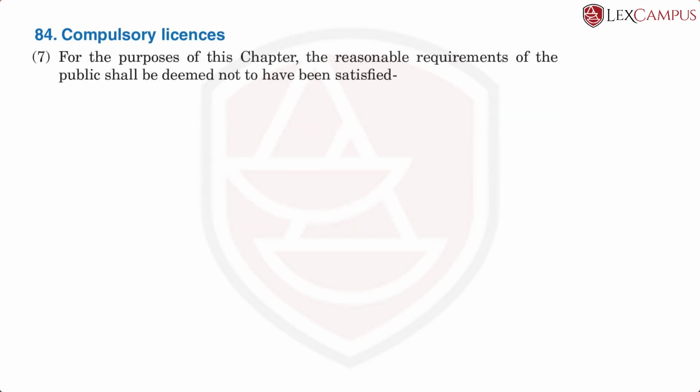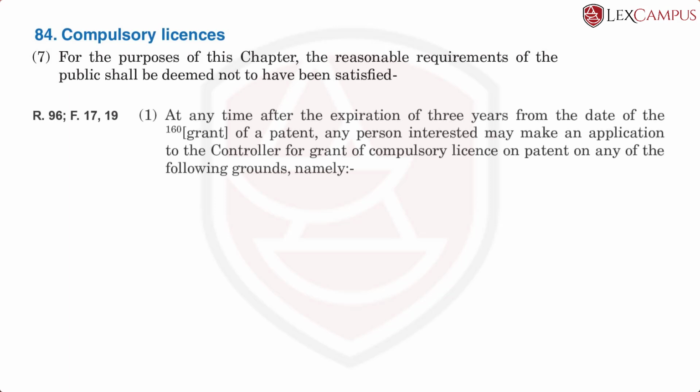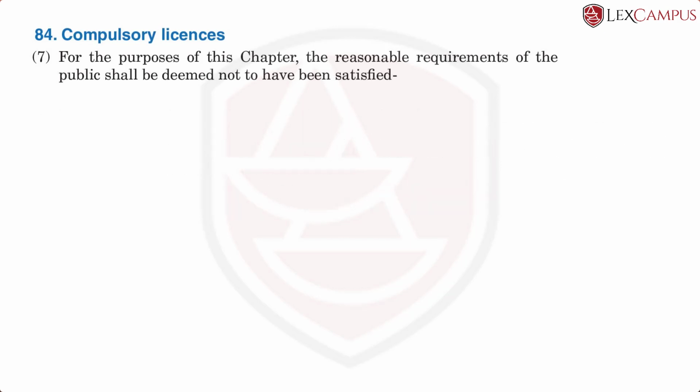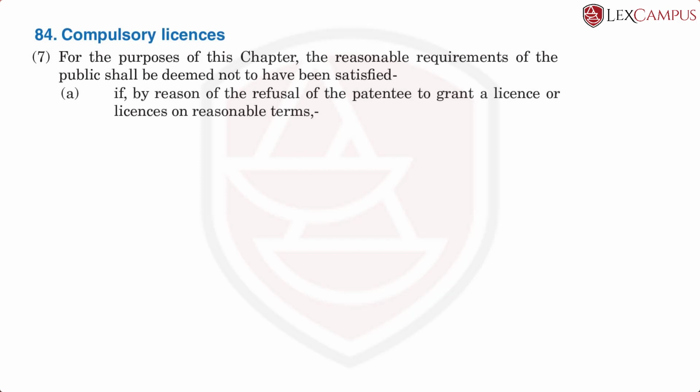7. For the purpose of this chapter, the reasonable requirements of the public shall be deemed not to have been satisfied. Now, this is an explanation of 84(1)(a) reasonable requirement. Now, 7 describes what we understand as reasonable requirements of a public. A. If by reason of a refusal of the patentee to grant a license or license on reasonable terms, the applicant approached the patentee for a license and the patentee refused the license on reasonable terms, as a consequence, 1.